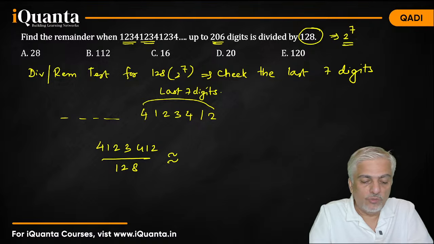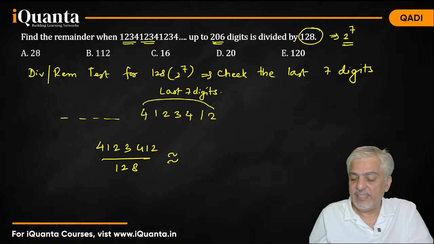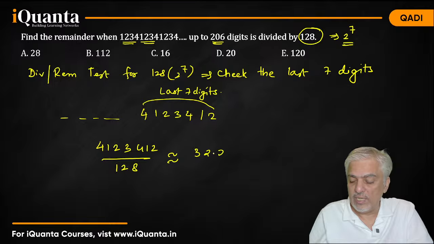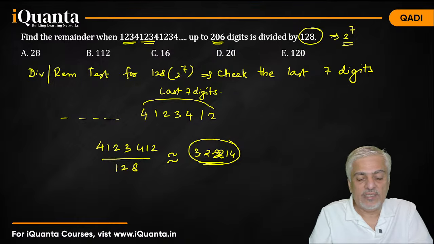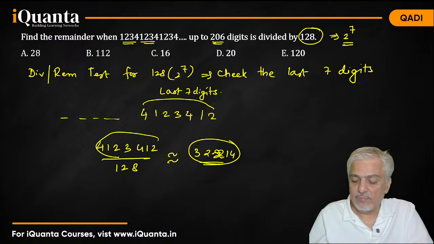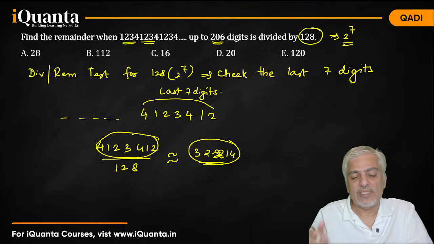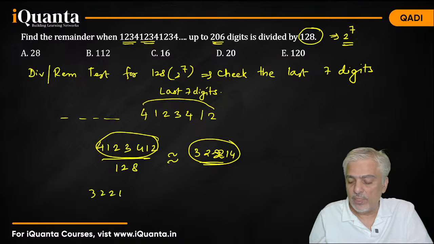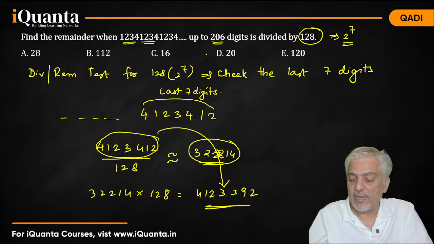Okay, so 4123,412 divided by 128 gives me 32,214 point something something. Forget the point something something. So this is the quotient. So you again multiply it with, just take 32,214 multiplied by 128 and subtract this number from this number. So you get 32,214 into 128 as 4123,392. Subtract these two to get the remainder. Answer is 20.